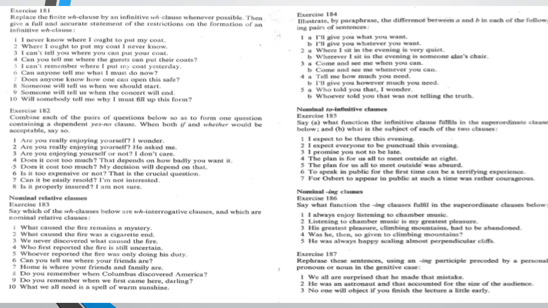In exercise 186, say what function the ing clauses fulfill in the superordinate clauses below.